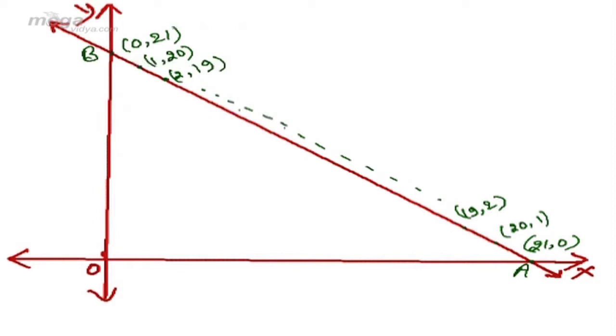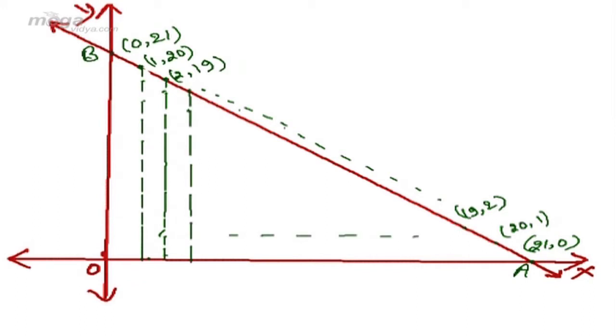What we'll do is draw a line parallel to the y-axis. We will draw another parallel line from (2, 19), the same way from (3, 18), and so on. You can see these lines parallel to the y-axis intersect the x-axis at the coordinates (1, 0), (2, 0), (3, 0), and so on up to (19, 0), (20, 0).